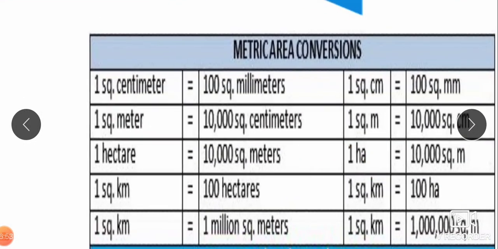Remember this after 7th standard also. It is useful up to higher levels, after 10th also. 1 square centimeter is equal to 100 square millimeter. 1 square meter is equal to 10,000 square centimeters. 1 hectare is equal to 10,000 square meters. 1 square kilometer is equal to 100 hectares. And 1 square kilometer is equal to 1 million square meters.